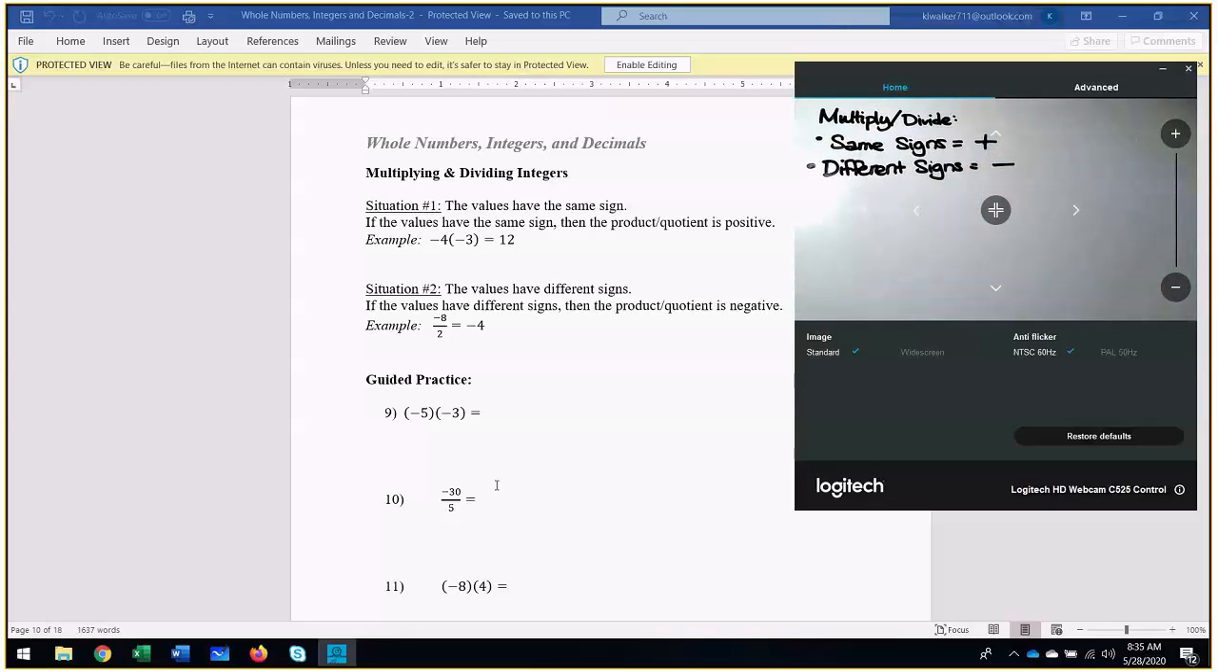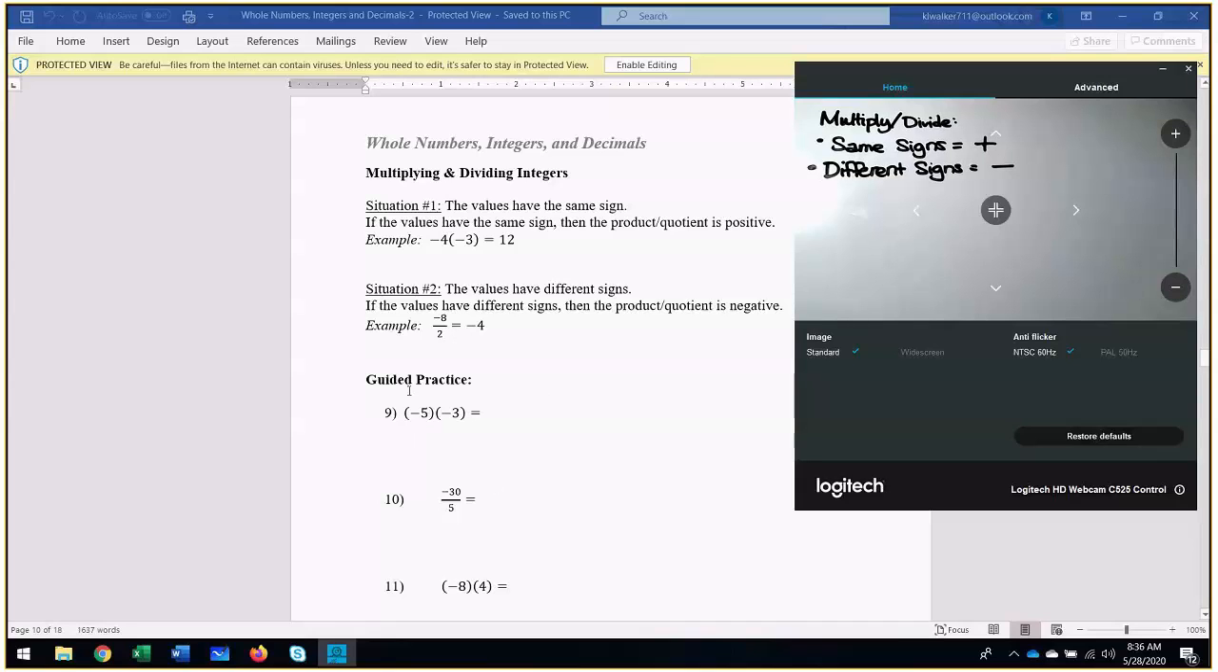Okay, and that applies to whether you're multiplying or dividing, but 2 at a time. So if you have a whole bunch of things strung together that are being multiplied, you do them 2 at a time, work out their signs, and then just go through it left to right.